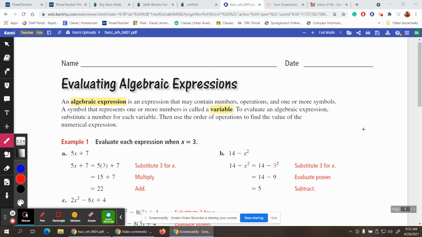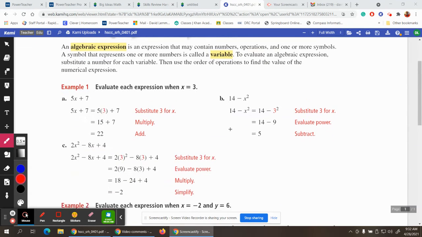All right, so our next video is evaluating algebraic expressions. An algebraic expression is an expression that may contain number operations or one or more symbols. A symbol that represents one or more numbers is called a variable. To evaluate an algebraic expression, substitute a number for each variable, then use the order of operations to find the value of the numerical expression.